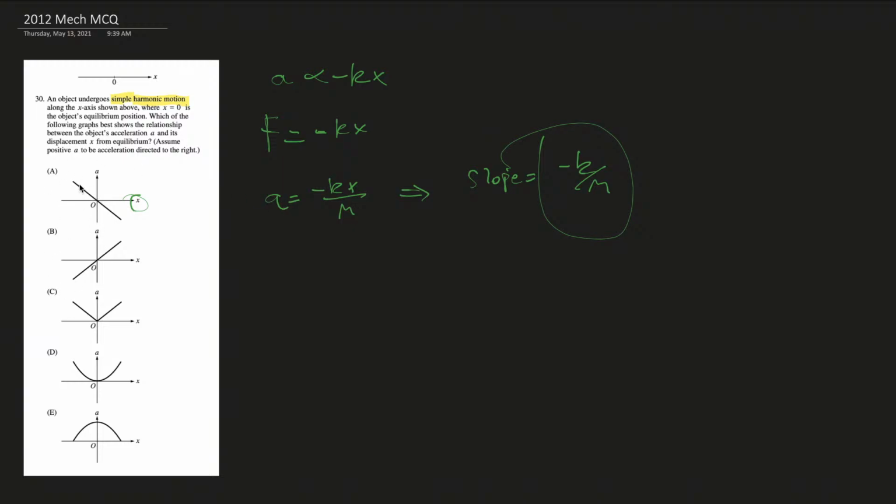I like A because it's negative and it's constant. B is positive. I don't like that. C says the slope changes for some reason. I don't know why. D says it's not possible, and E says it's not possible.